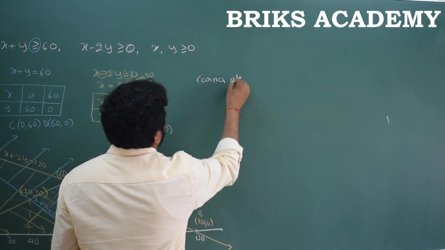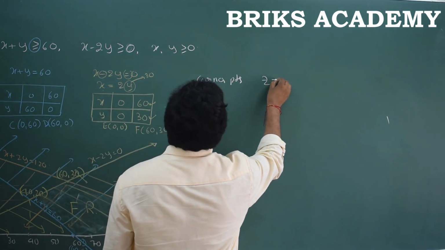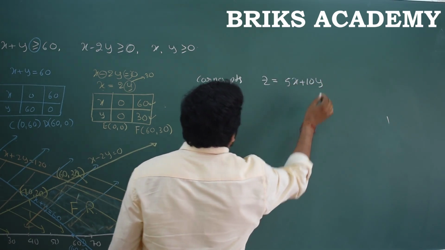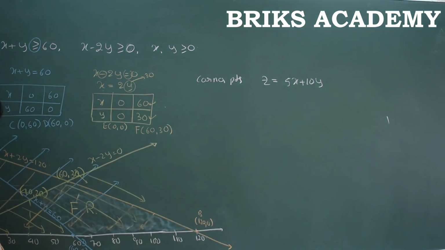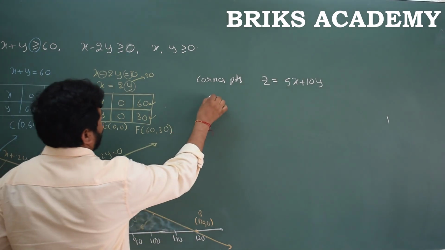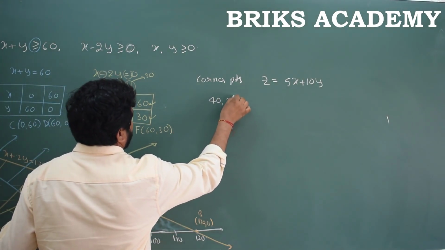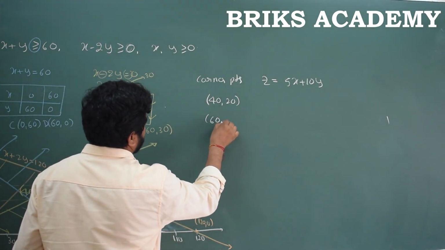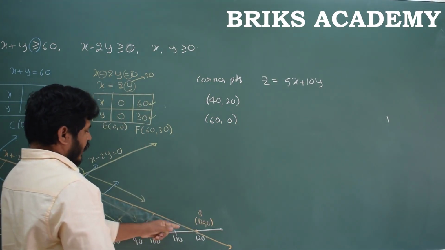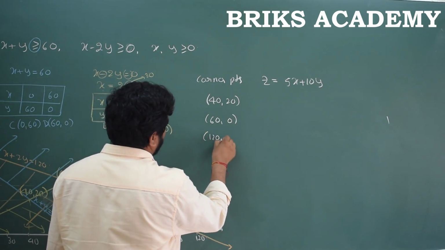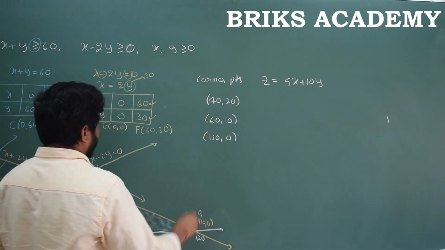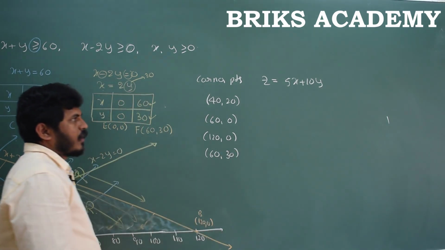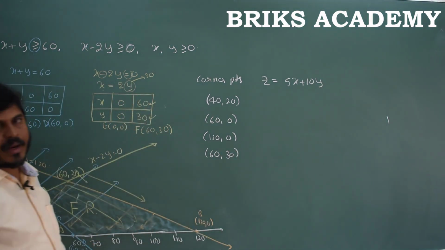Corner points. Then z is equal to 5x plus 10y. What are the corner points here? 40, 20. Here it is 60, 0. Here it is 120, 0. Here it is 60, 30. Now we need to calculate z there.